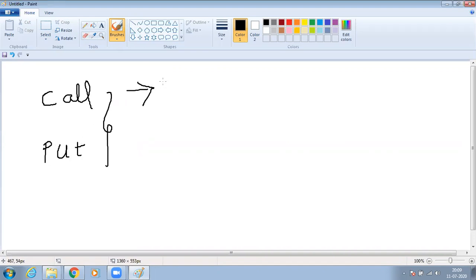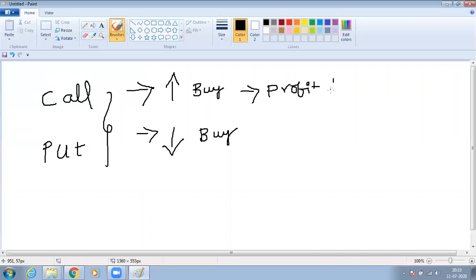Since we are covering Bank Nifty options, whenever you are expecting Bank Nifty to increase, then buy a call option. If you expect Bank Nifty will go down, you have to buy a put option. Here you will get profit when Bank Nifty increases. Here you get profit when Bank Nifty decreases.